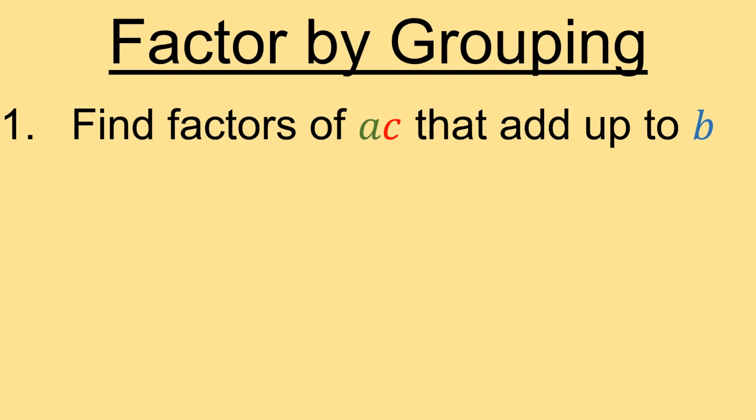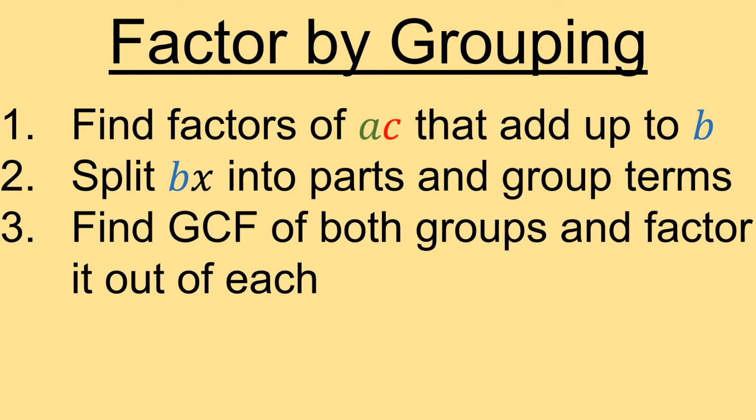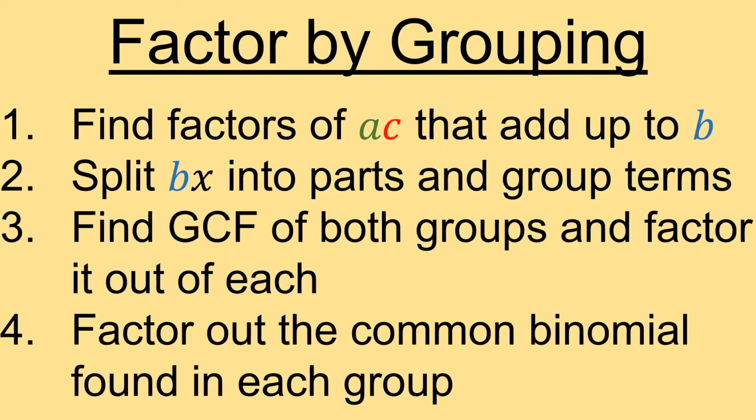The first thing you do is multiply the a and c term together, and then find factors of a and c that add up to b. We then split bx into parts and group the terms together. Within each grouping, we then find the GCF and factor it out of each group. Finally, we factor the common binomial found in each group at the end.